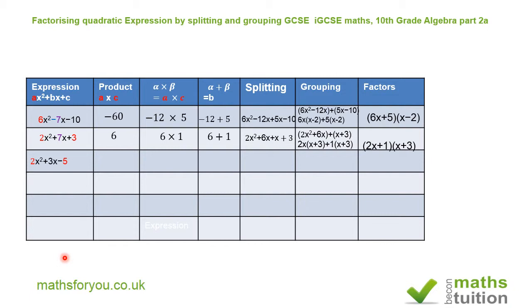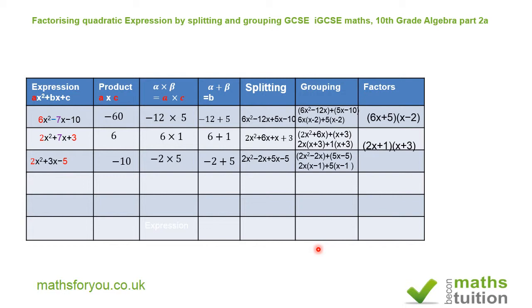Next example, I've got 2x squared plus 3x minus 5. If you multiply the coefficient of x squared and the constant term, I get minus 10. Again, I want two numbers such that when I multiply, I get minus 10, and when I add, I get plus 3. And the two numbers will be minus 2 and 5. And now I split to get my 4 terms, and then group and factorize each group.